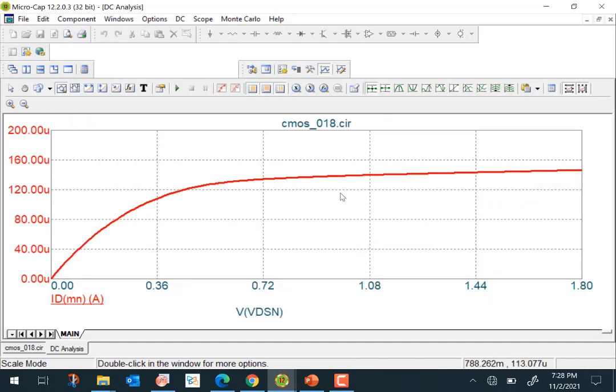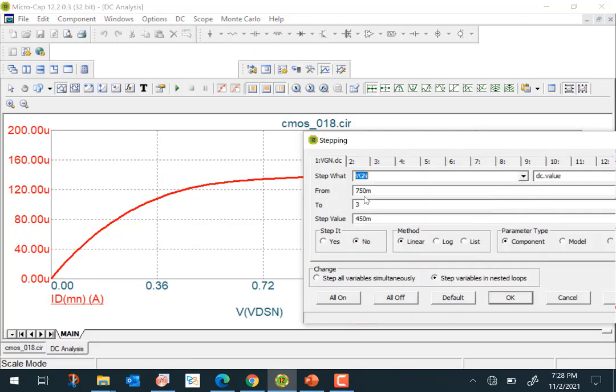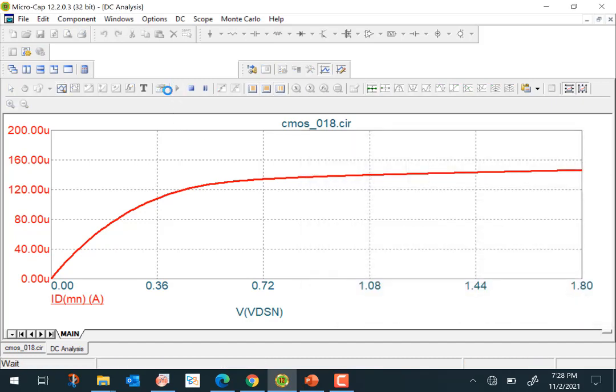Okay, so that's how it looks. This is our standard ID-VD curve here. If you want, you can change the gate to source voltage here. You can step the gate voltage VGN, let's say from 0.5 to 1.5, in steps of 0.5. Okay, let's run it once more.